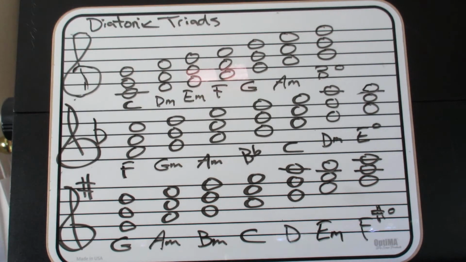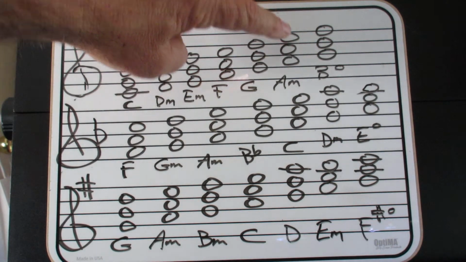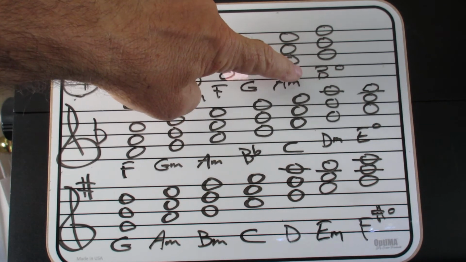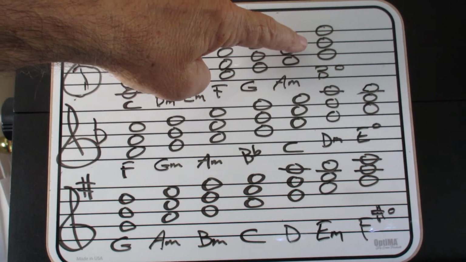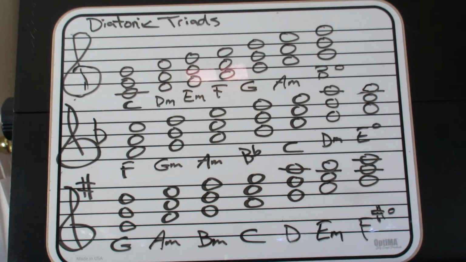F is a major triad. G is also a major triad. A is a minor triad. And then B is a diminished triad, because if that were a major chord, that would be a D sharp and an F sharp. Because it's D and F, that is a B diminished triad. So these are the diatonic triads of the key of C. These are the only ones that we find in the key of C.